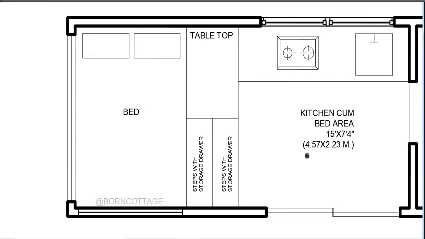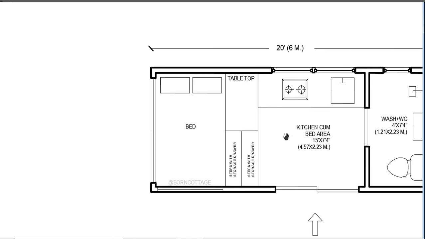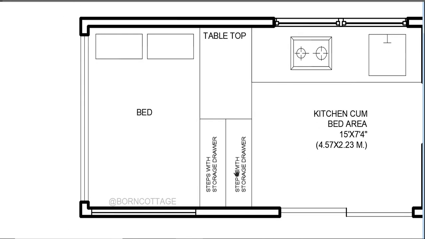So we have kitchen cum bed area here. The size of this area is 15 feet into 7 feet 4 inches, in meter 4.57 into 2.23 meter. You can see here the kitchen cabinet with burner, sink and two large size window for ventilation and light purpose, and also we have two steps and we have drawer below steps.